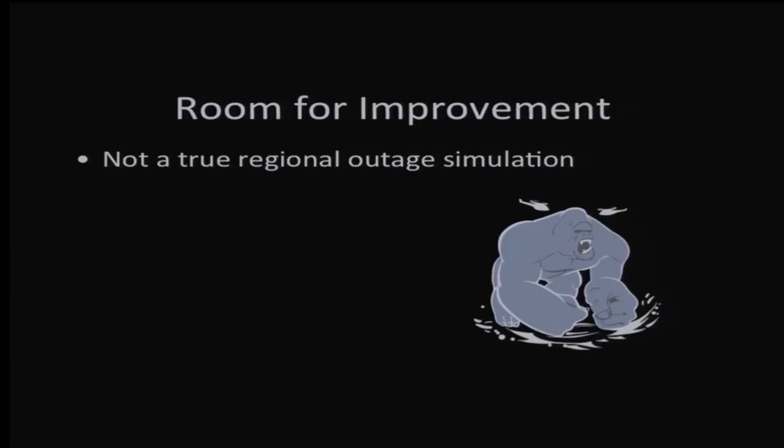So there's still room for improvement, very similar to the Chaos Gorilla exercise. It's not a true regional outage where things go down hard. So we're still doing stage migrations, and we're not doing what we think of as a split brain, where we really cut off the connection between the two regions in terms of Cassandra replication and the Zuul misroutes. So that's still work for us to do there.